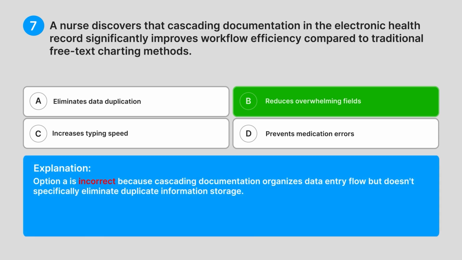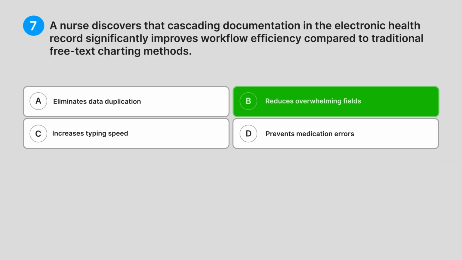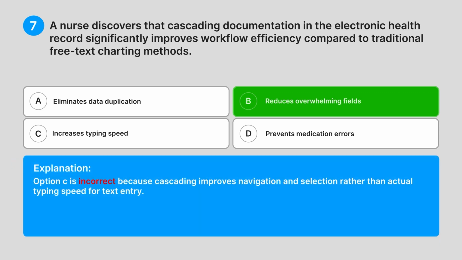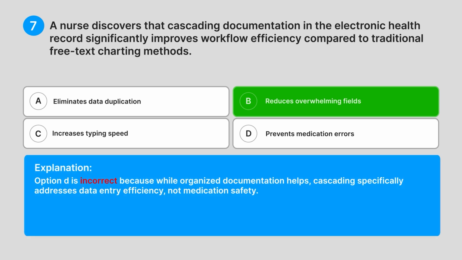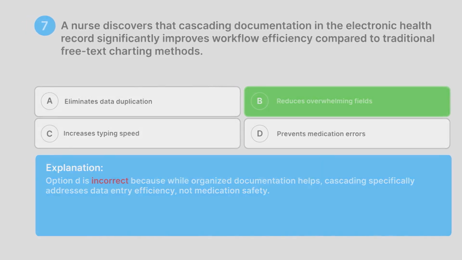Option A is incorrect because cascading documentation organizes data entry flow but doesn't specifically eliminate duplicate information storage. Option C is incorrect because cascading improves navigation and selection rather than actual typing speed for text entry. Option D is incorrect because while organized documentation helps, cascading specifically addresses data entry efficiency, not medication safety.